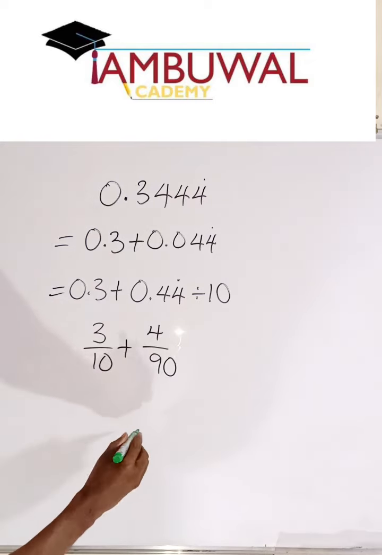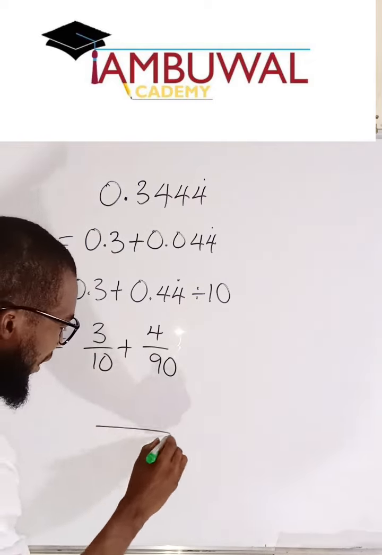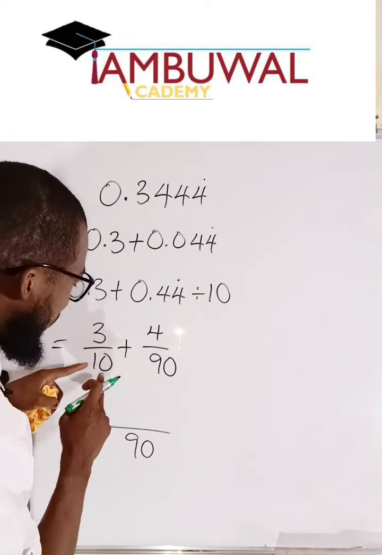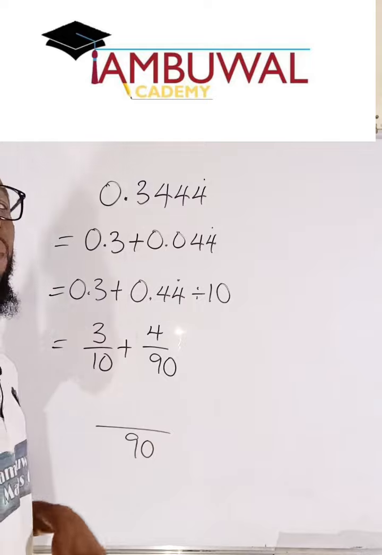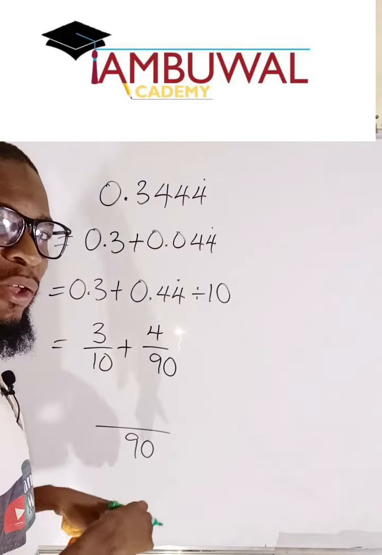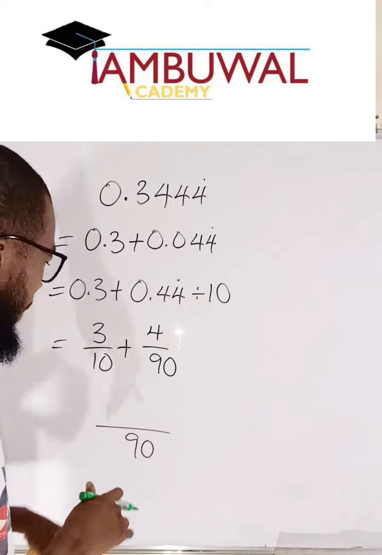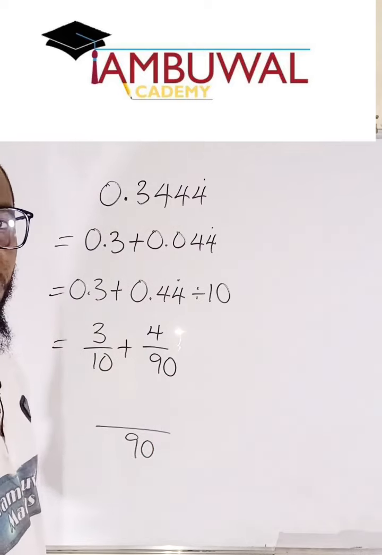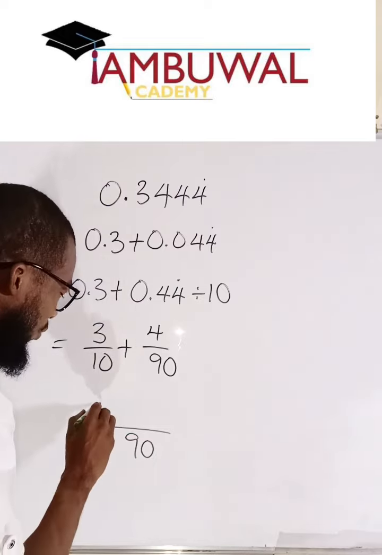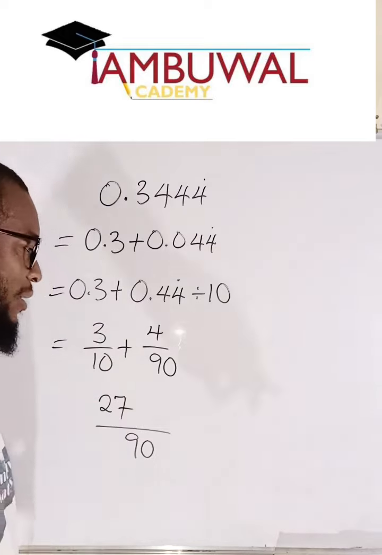And we can simply add this because the LCM is going to be 90. 90 is the number which 10 and 90 can go into without remainder, and the smallest number. There are other numbers, but this is the lowest common multiple. 10 can go into 90. How many times? 9 times. And 9 times 3 is 27. So we have 27 right here.